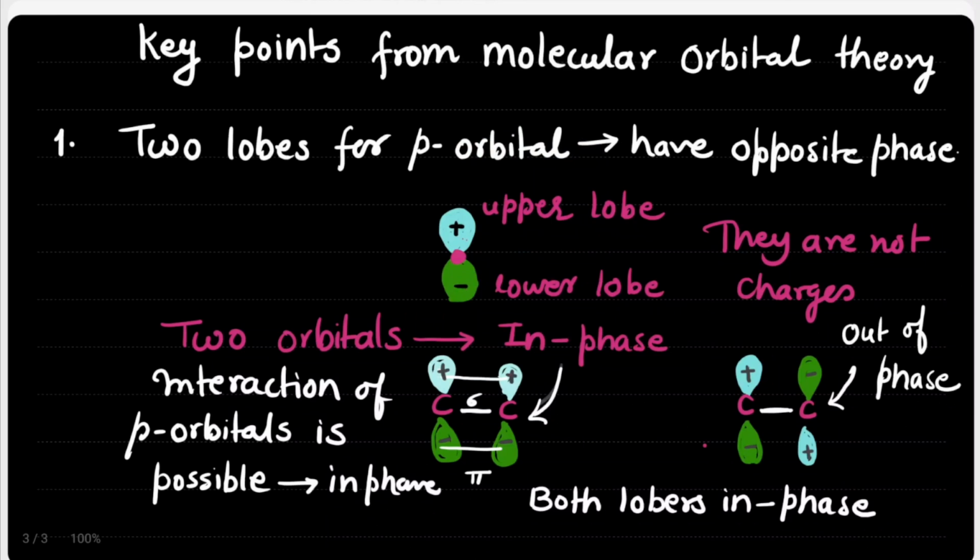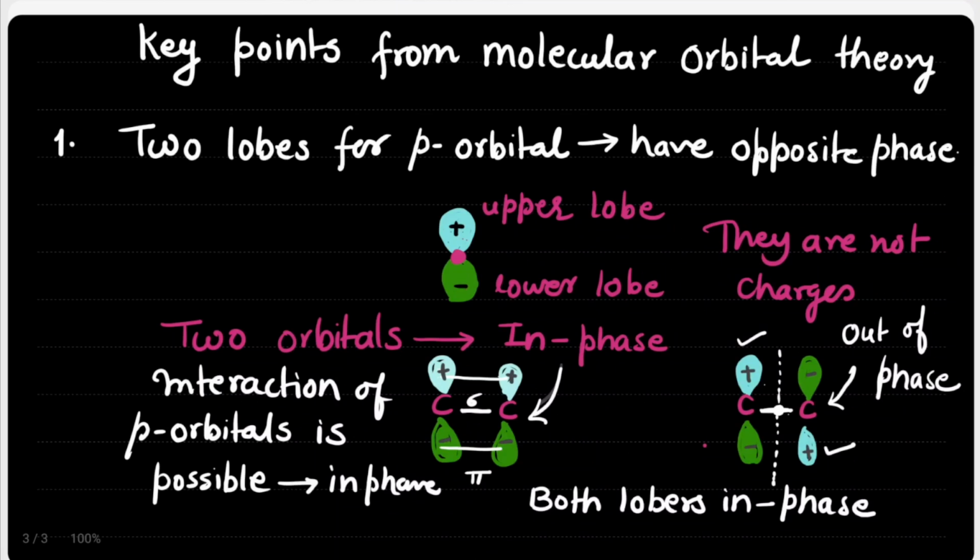If this positive and this positive are opposite to each other, it means that there is a node formation. Now what is the meaning of node? A node is that particular point where the possibility of availability of the electron is almost zero. Therefore, in between such lobes we get the formation of a node, where the signs are exactly opposite. They are out of phase because their lobes are placed in the opposite way.